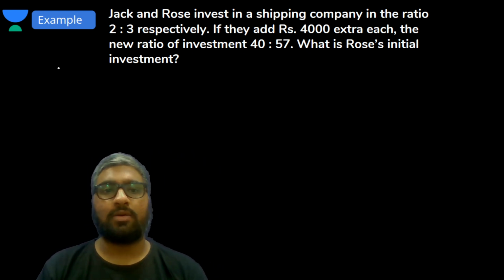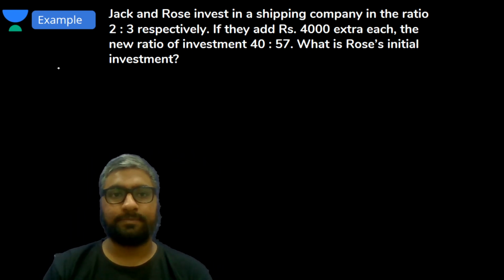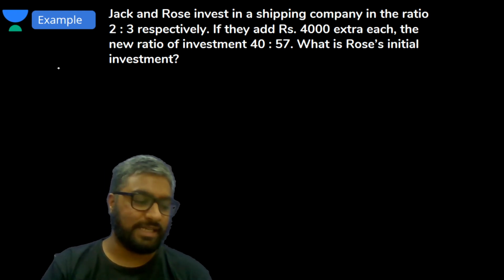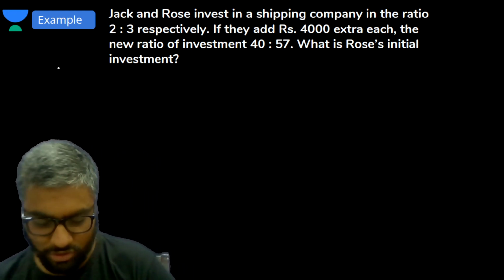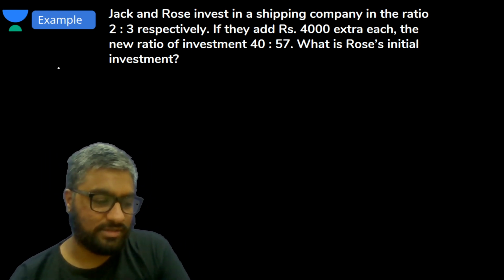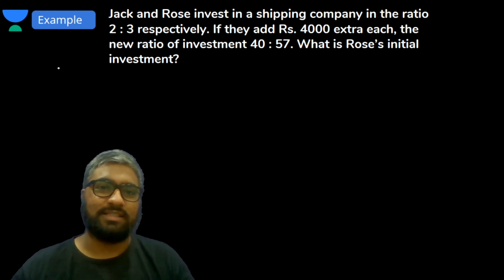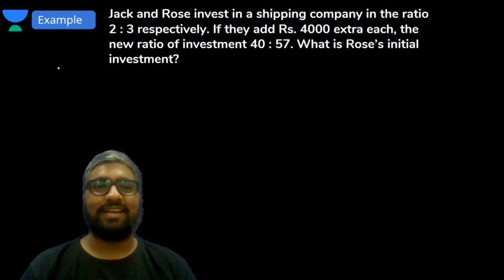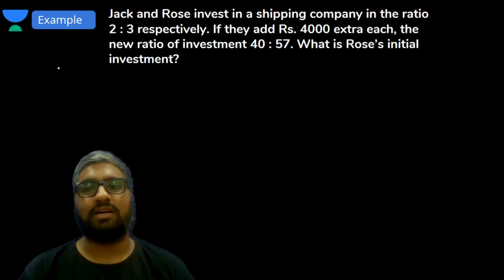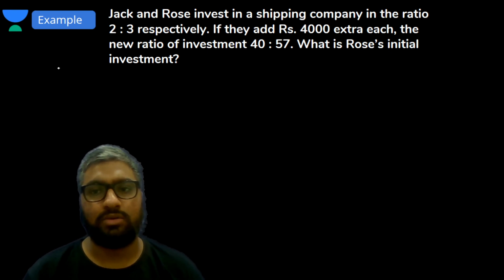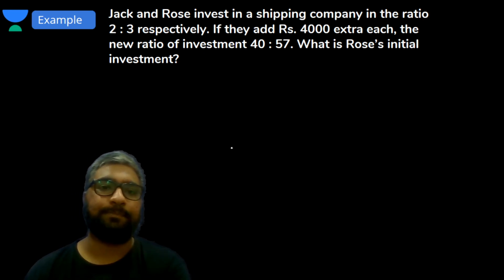Okay, another question here. Let's quickly do this. So here they say: Jack and Rose invest in a shipping company, which is funny. I don't know if you got the joke or not, because Jack and Rose, Titanic, shipping company. Anyway, in the ratio 2:3, if they add 4,000 extra each, the new ratio of investment is 40:57. What is Rose's initial investment, is the question.